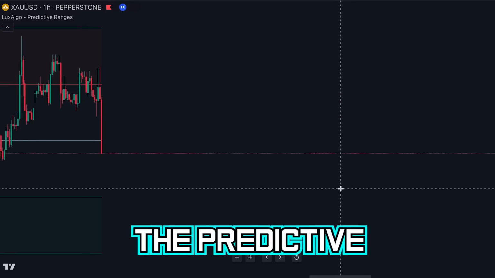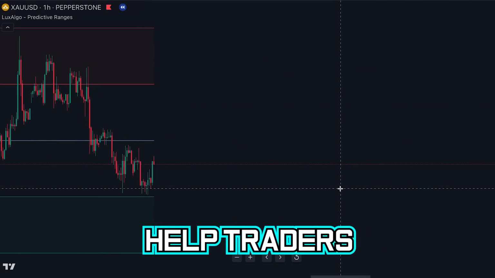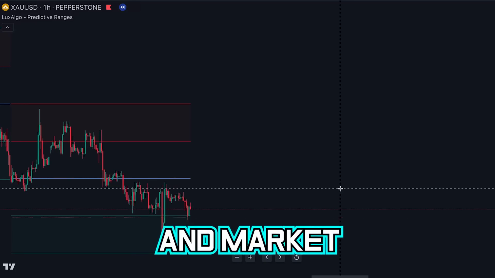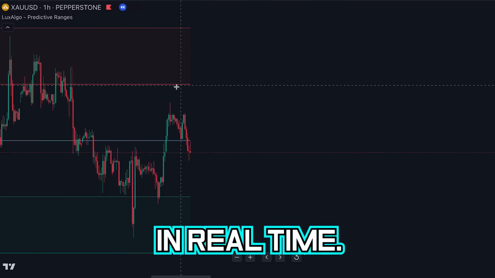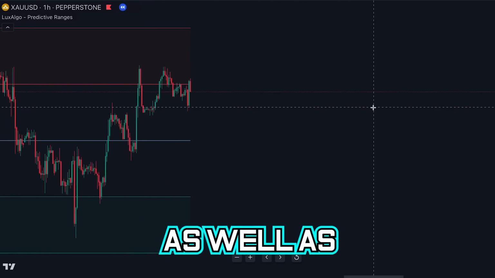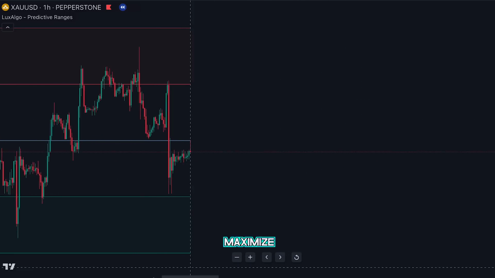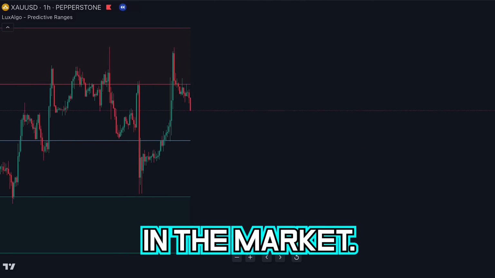In conclusion, the predictive ranges indicator from LuxAlgo is a powerful tool that can help traders predict exact trading ranges and market directions in real time. With its ability to show potential resistance and support levels, as well as the equilibrium of the range, it serves as a valuable tool for traders seeking to maximize their earnings in the market.